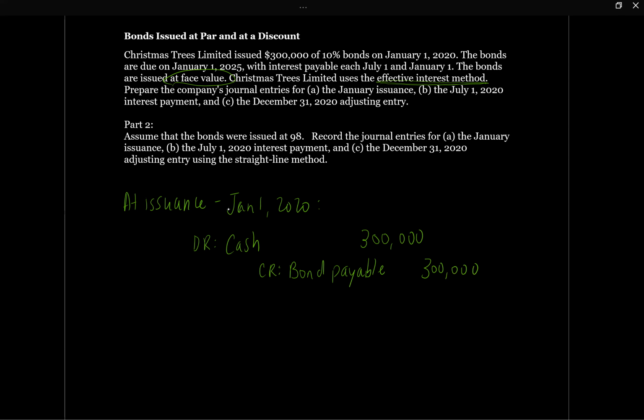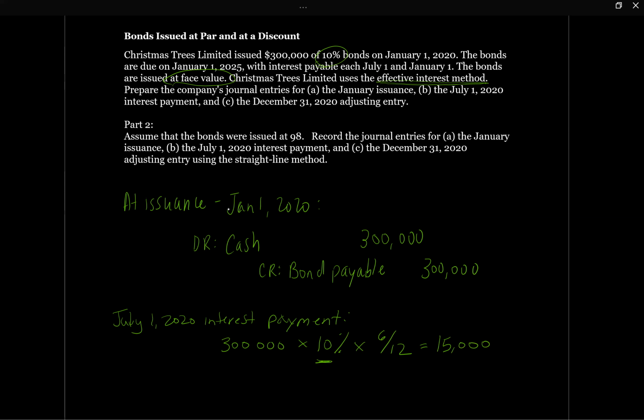Now, the next thing we're asked to do is have the July 1st, 2020 interest payment. And this is going to be the face value of the bond, so 300,000 times the rate that they pay, which here it says 10%. And we need to remember that 10% is an annual interest rate and says that the interest is payable semi-annually each July 1st and January 1st. So we're going to multiply that by 6/12 because it's payable every 6 months. So we're adjusting the annual nature of the 10% rate. So this is going to give us $15,000.